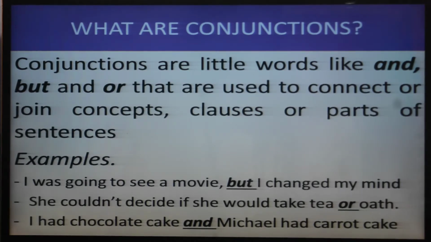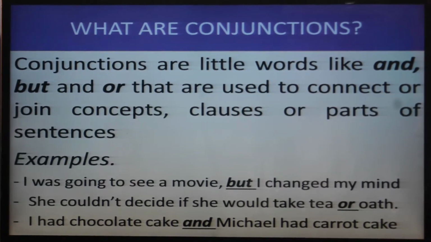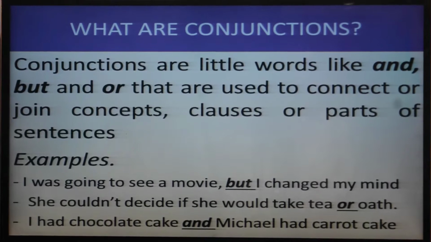The second example, she couldn't decide if she would take tea or oat. And the third example, I had chocolate cake and Michael had carrot cake.